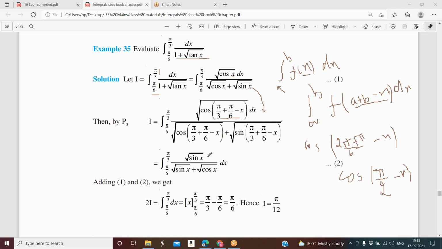So you will get square root of sin x in the numerator, divided by square root of, again this is cos of pi by 2 minus x. What is cos of pi by 2 minus x? Again it is sin x. Here if you simplify, then you will get sine of, this is pi by 2 minus x, right?